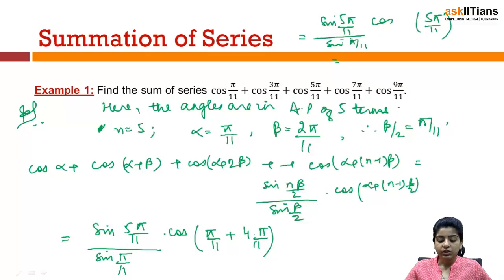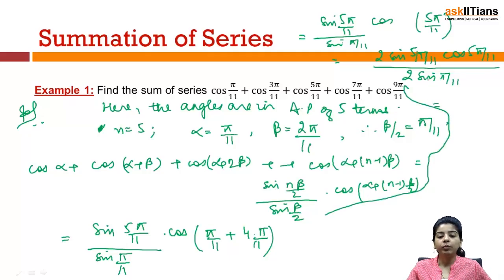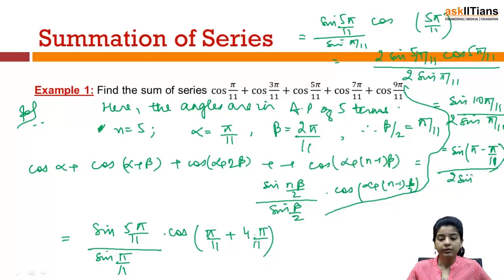So what I do now is that I can multiply and divide numerator and denominator by 2. So I have 2 sine 5 pi by 11 cos 5 pi by 11 by 2 sine pi by 11, right? So this becomes, if you remember the formula, 2 sine a cos a is sine 2a. So we have sine 10 pi by 11 by 2 sine pi by 11. Now sine 10 pi by 11 can be written as sine of pi minus pi by 11, right? And this remains as it is.